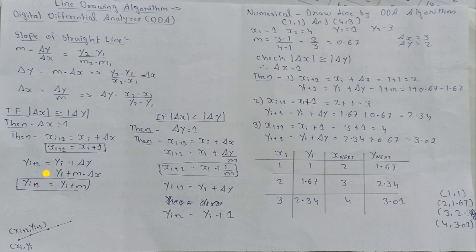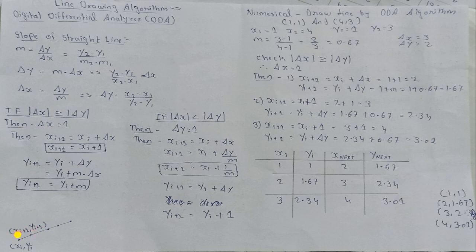So what does this formula say? yi plus 1 equal to yi plus delta y. Okay, so what is yi? yi is 1, plus delta y. What is it here? Delta y is not 1, it is the slope. Whatever the slope value is, that is delta y, don't be confused. So 1 plus m. What is the slope value? 0.67. Just now I put the 0.67. So what is the value? 1.67.